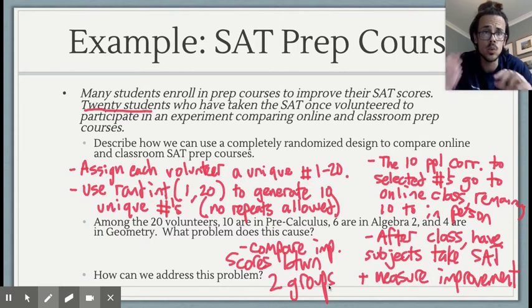So when I ask you to design me a completely randomized experiment, you need to talk about labels. How do they get their labels? So I said assign each volunteer a number from 1 to 20 that's unique. Talk about how the randomness takes place. It could be if you're shuffling names out of a hat, doing that. It could be talking about randint with repeats or no repeats.